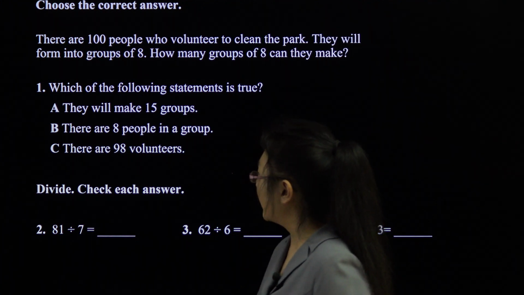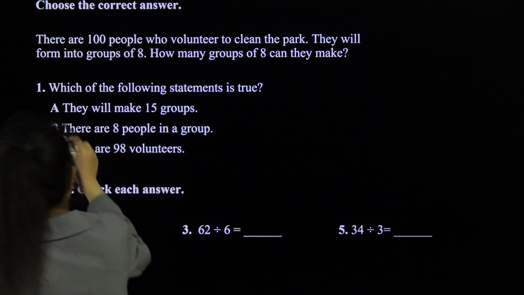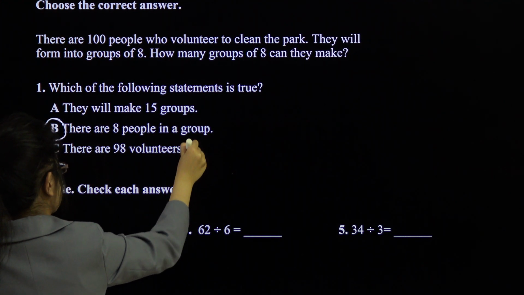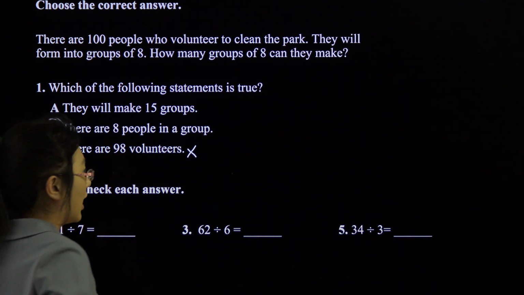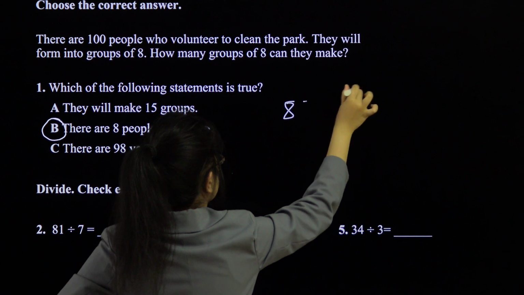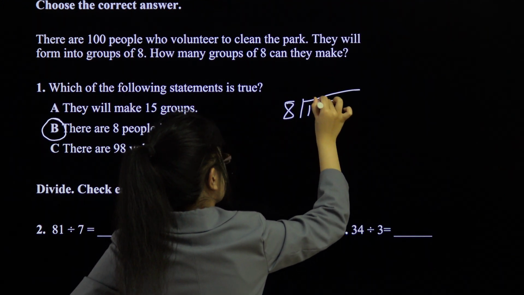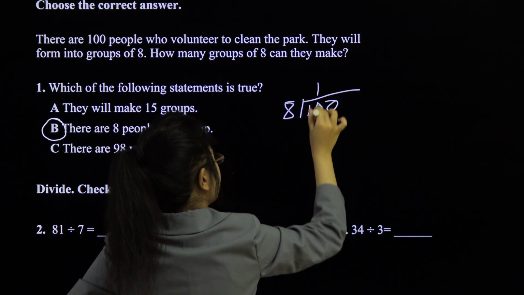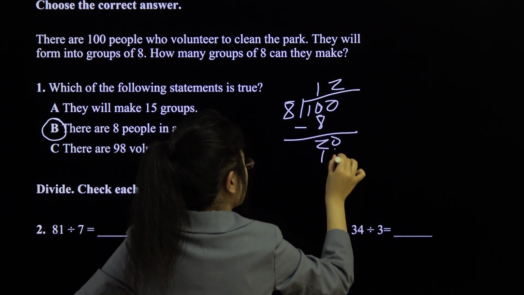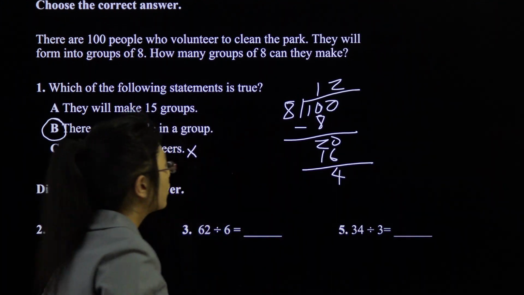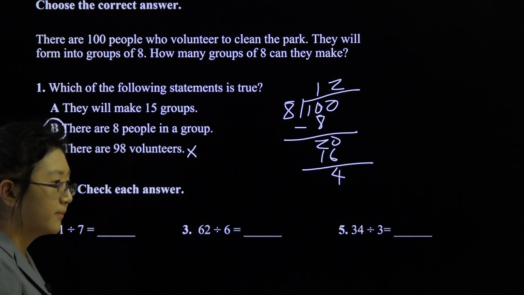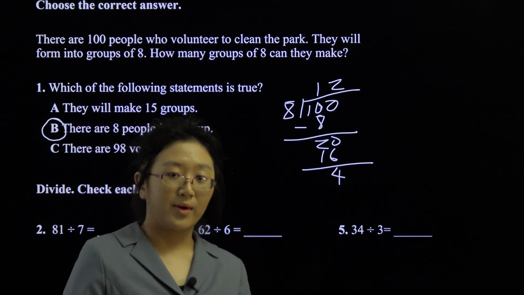There are 98 volunteers. So there are 8 people in the group is already given in the problem. And 98 volunteers is directly disproved by the problem. What about 15 groups? Well, you end up with 12 remainder 4, which is 13 groups. 13 is not equal to 15. Therefore, B is the only correct statement.